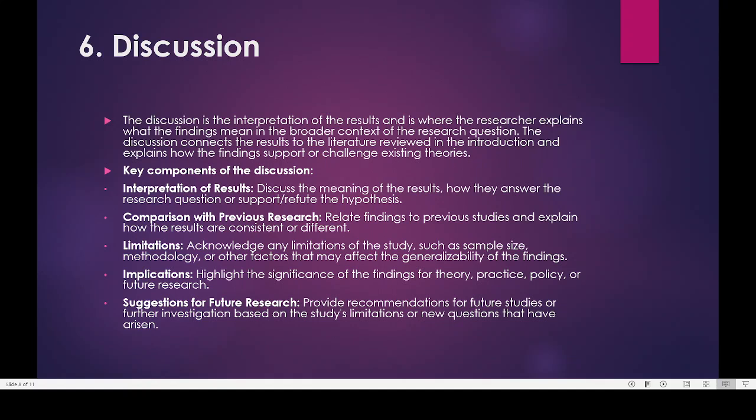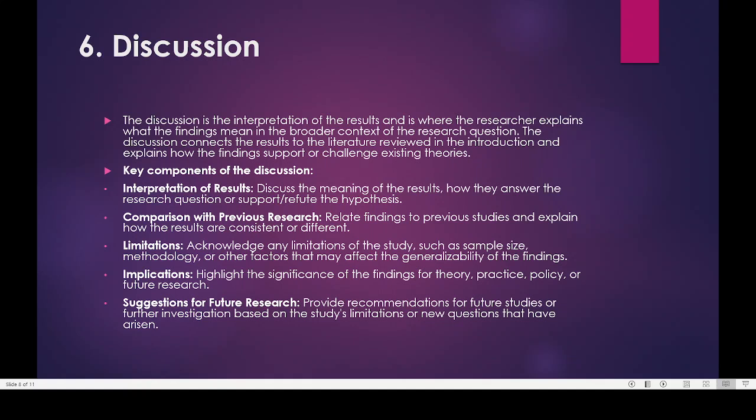Then we have what are the key components in the discussion. We have interpretation of the result. There is one aspect: discuss the meaning of the result, how they answer the research question. Because in every research there is an important problem. So how many species of birds are present in Kumbharanam? That is the problem. So how much you are able to answer that problem, that will be discussed in the discussion section.